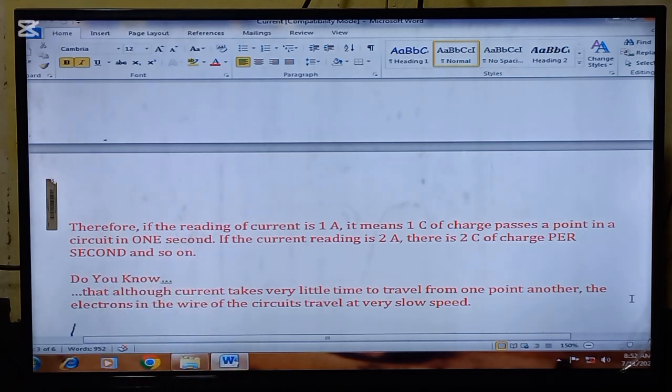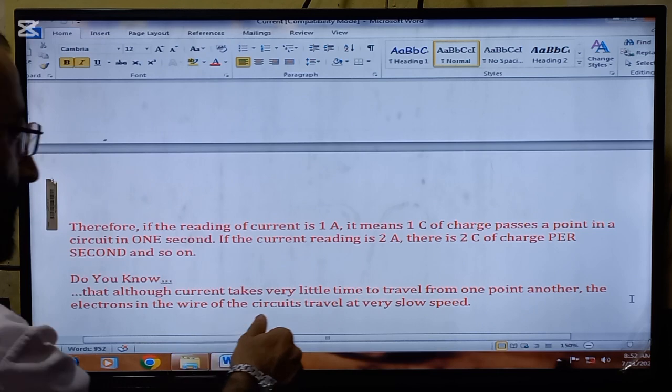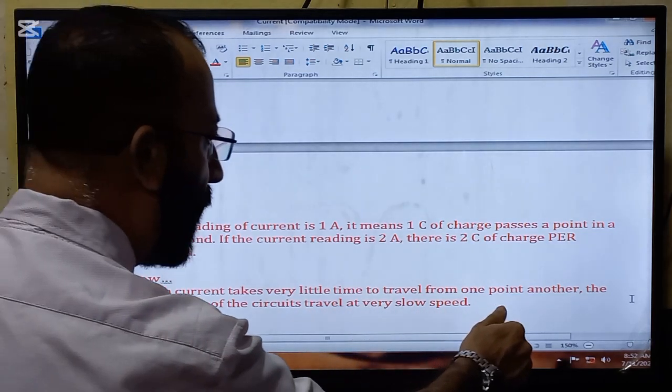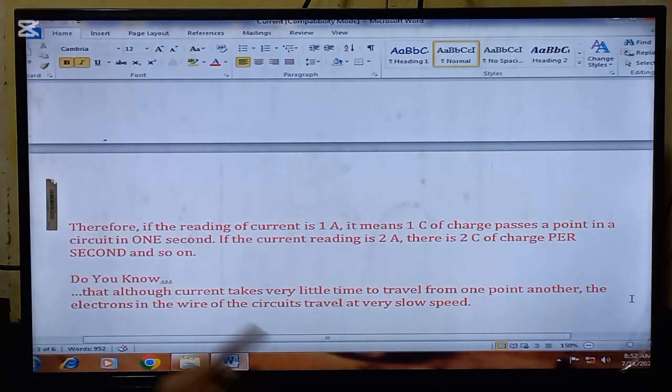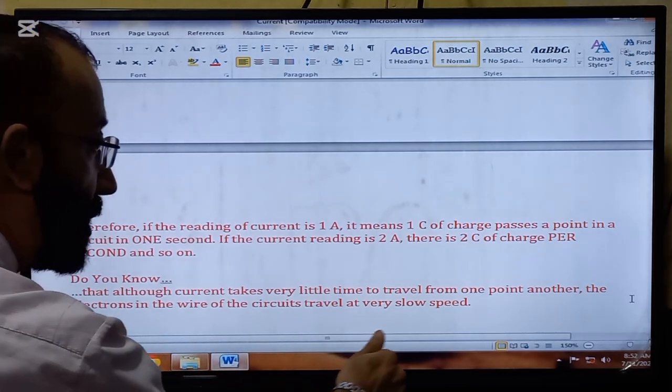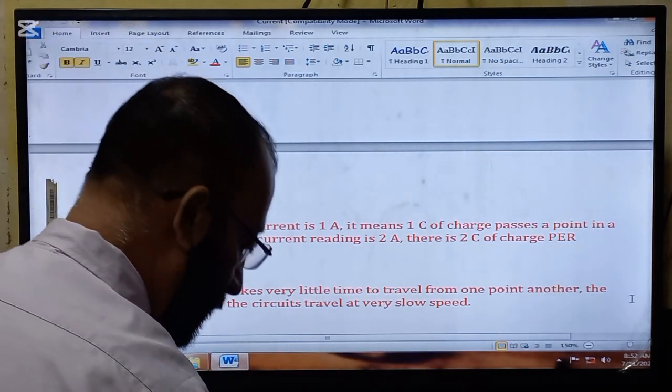Do you know that although current takes very little time to travel from one point to another, the electrons in the wire of the circuits travel at very slow speed?